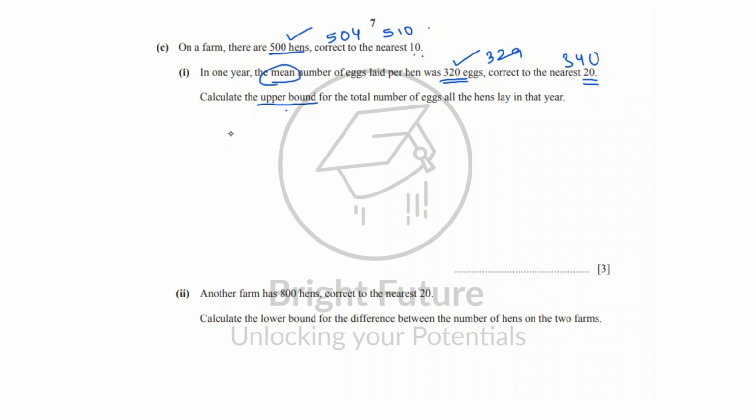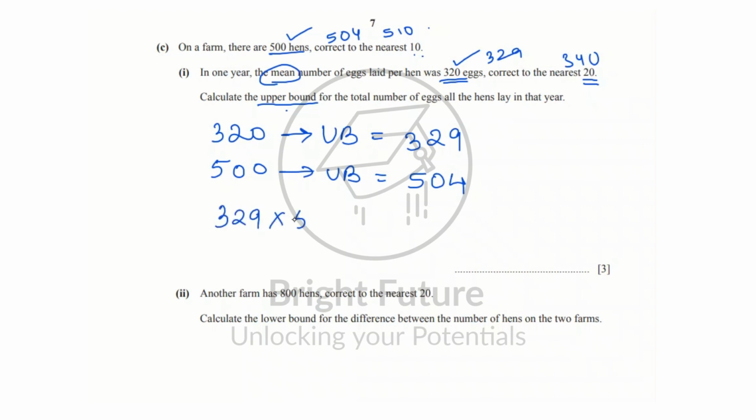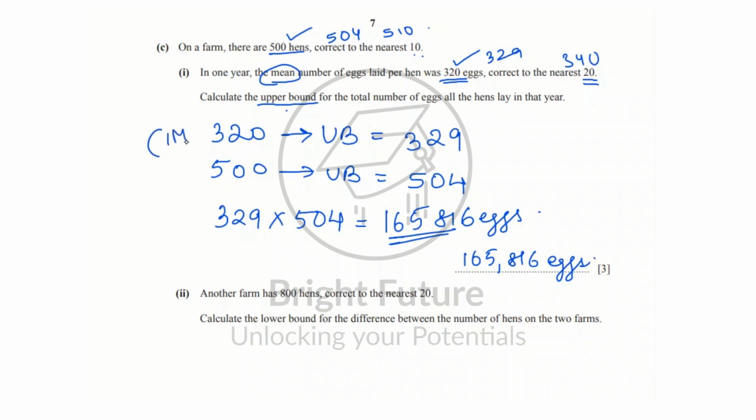So finally we will be multiplying. How are we going to write it down? 320, its upper bound is 330. 500, its upper bound is 510. Multiplying, 330 multiplied by 510 gives me 168300. One mark for finding the upper bounds, and 1 mark for the calculation.